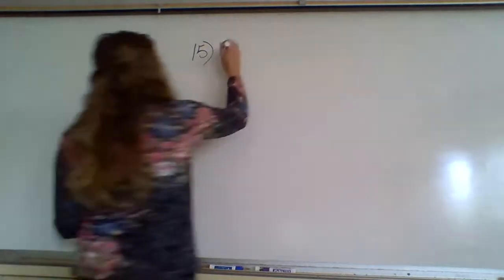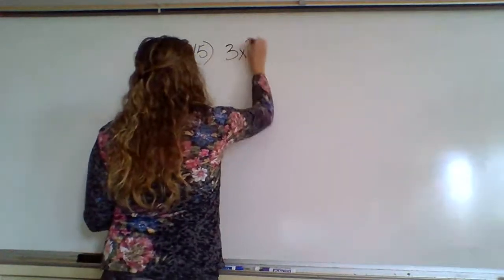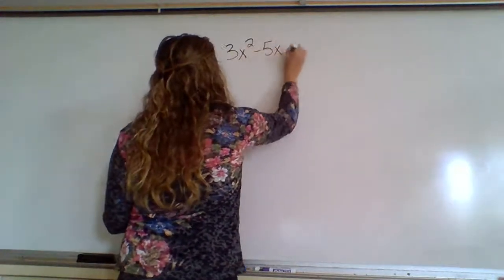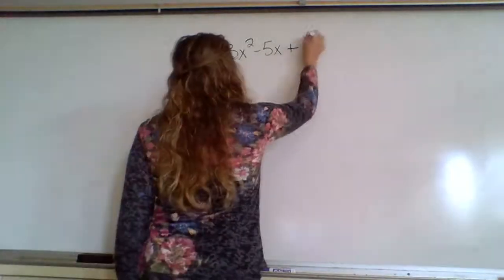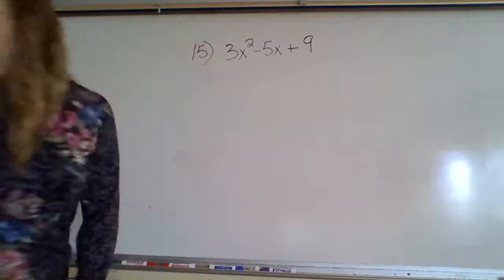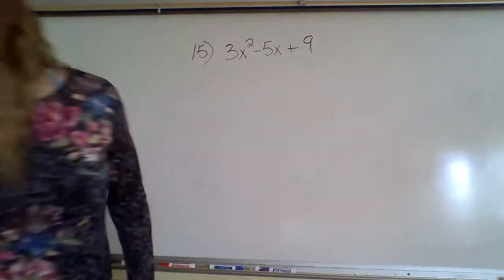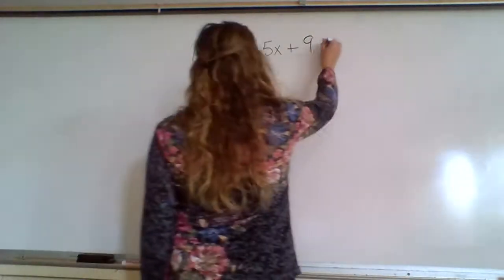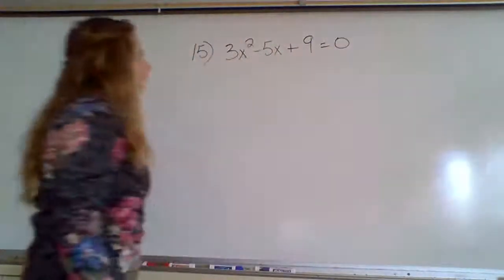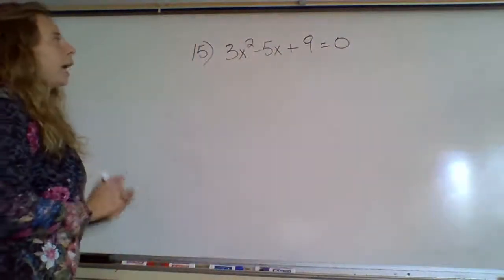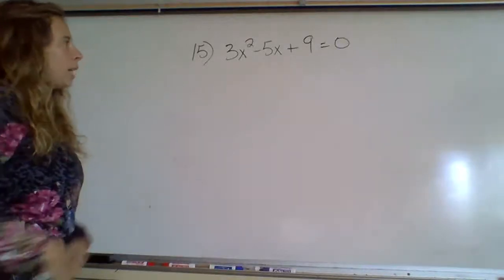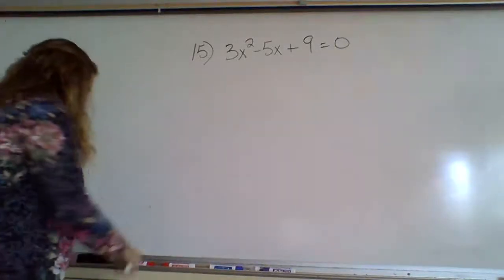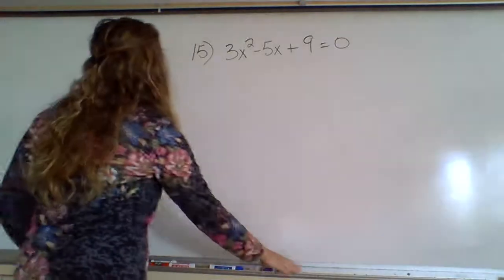It is 3x squared minus 5x plus 9. So it says f of x, or h of x, but you're going to put it equal to 0. And then the easiest way to factor this, or to solve this, is by using the quadratic formula. Let's do it in purple.